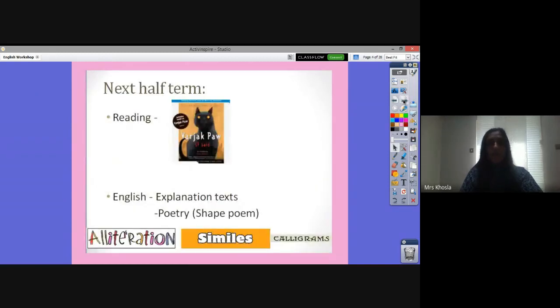Next half term, we will continue with Vajekpur in reading, and in English, we will look at features of explanation text and compare these to instructions. We will write our own explanations of how something works, for example, computer games. We will also learn how to edit and revise our work. Our poetry unit, next half term, will focus on different poetic devices such as alliteration, similes, calligrams. We will write our own shape poem using these poetic features.